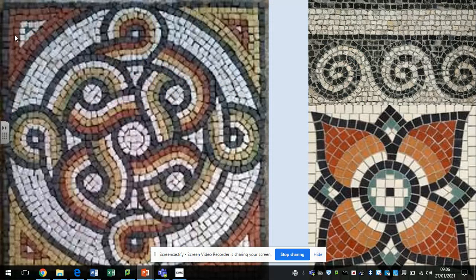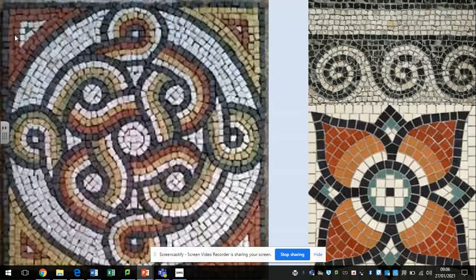These are examples of patterning, and this is where your skill with tessellation comes in. If you look at the one on the left-hand side there, you can see it's like an interlocking swirl, but there is a level of symmetry to it. It's the same on one side as it is on the other side. So it's got rotational symmetry, has that one on the left-hand side.